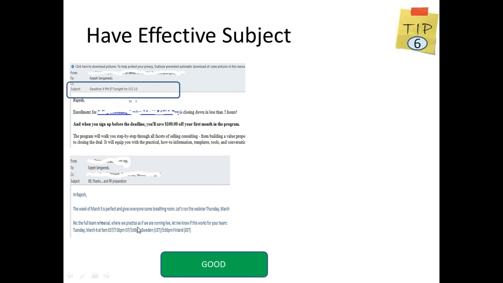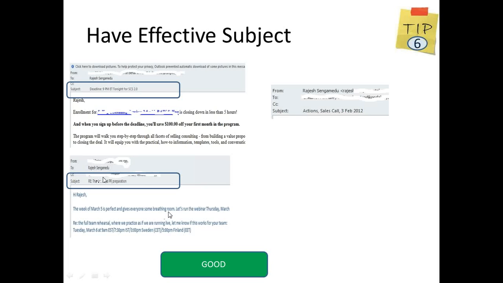Now, another email where I get an email about a preparation for a press release. And it says thanks and PR preparation. The subject and the matter in the mail is aligned. It's very good. Another email sent from me, actions, sales call, 3rd Feb 2012. Very clear. Recipient of the email knows what to expect in this mail.